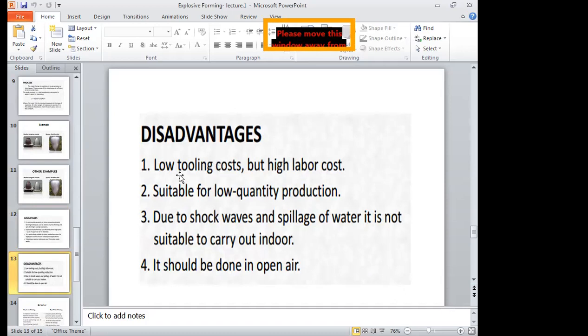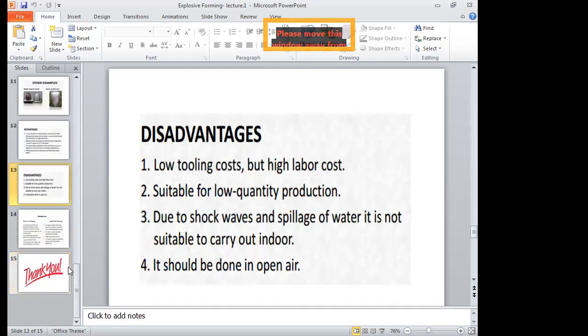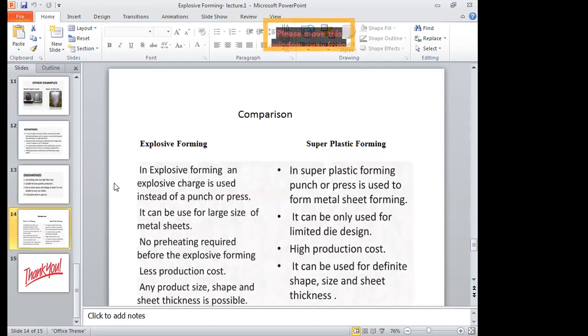Then next, disadvantages. First, low tooling cost but high labor cost, suitable for low quantity production. Then next, due to the shock waves and swelling edge of water, it is not suitable to carry out indoors. It should be done in open air.